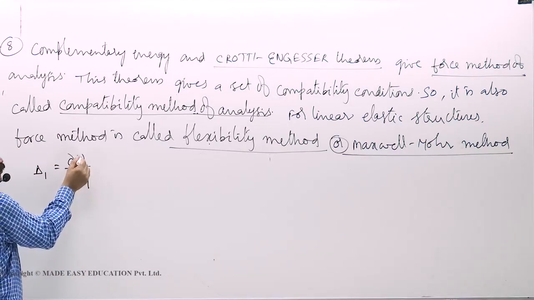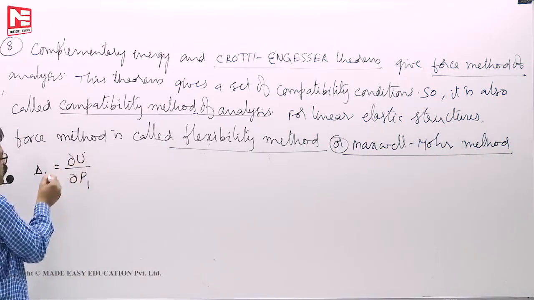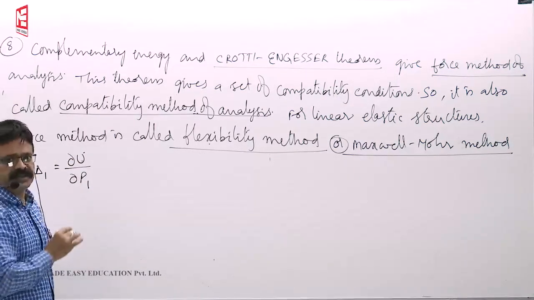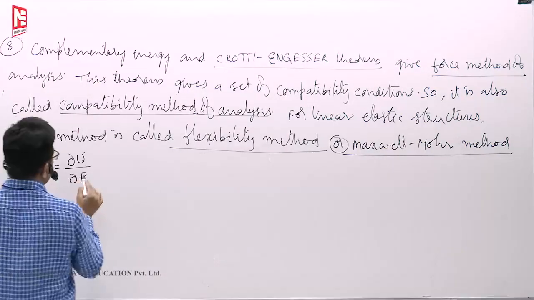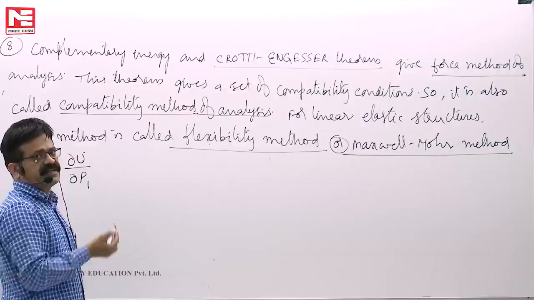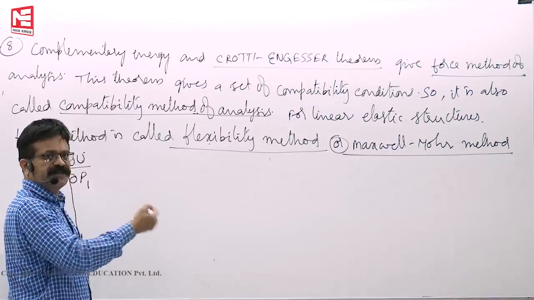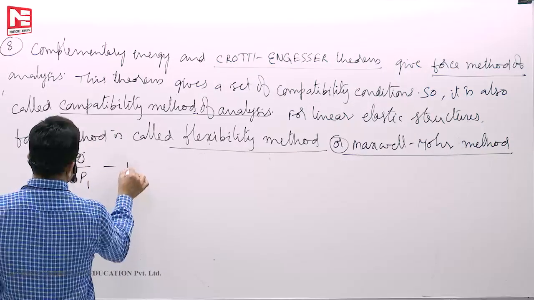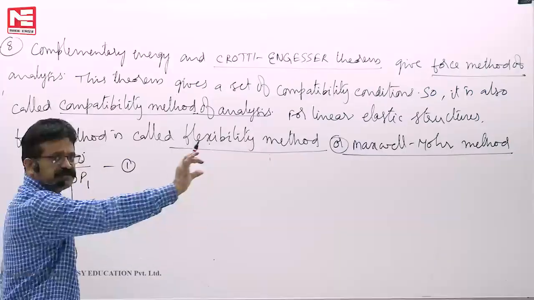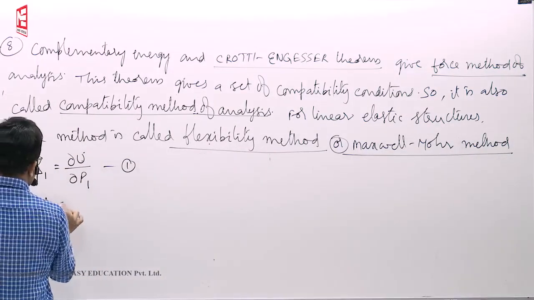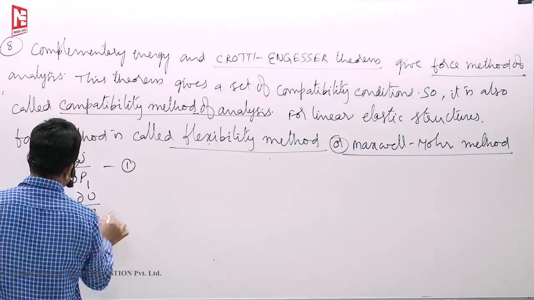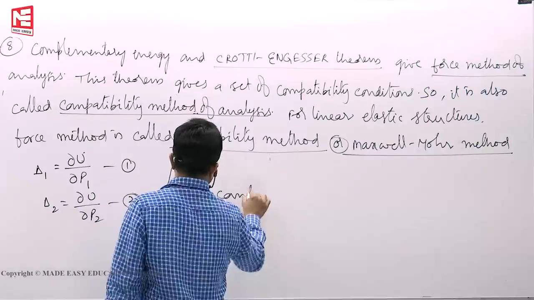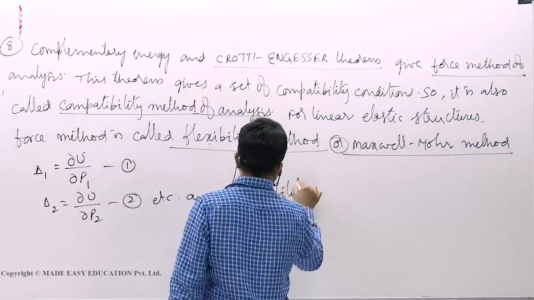Now see, if you use complementary energy, you will get the Crotty-Engesar theorem. If you use strain energy, you will get Castigliano's theorem too. That is the only difference. For linear elastic, complementary and strain energy are the same. So the Crotty-Engesar theorem becomes Castigliano's theorem too. So delta1 = ∂U/∂P1. This is one compatibility condition, because you get the relationship between the displacements. Delta2 is equal to ∂U/∂P2, etc. These are the compatibility conditions.